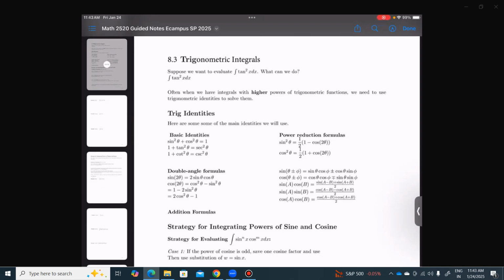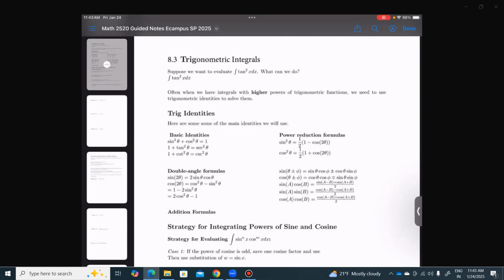Often when we have integrals that have higher powers of trig functions, we need to use some trig identities to solve them. So some of these you should remember from pre-calc. Basic ones: sine squared plus cosine squared equals 1. 1 plus tangent squared equals secant squared. 1 plus cotangent squared equals cosecant squared. Then there's the power reduction formulas, there's double angle formulas, and then the summation and difference formulas for sine and cosine.